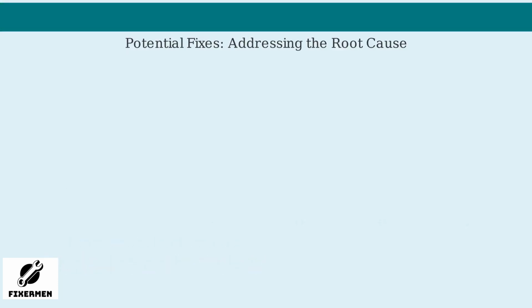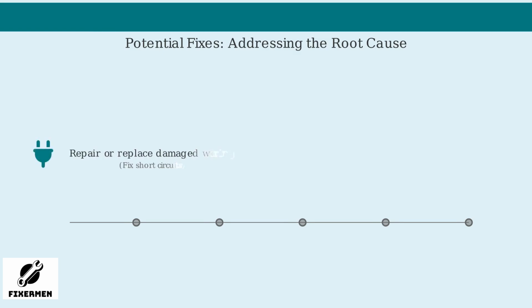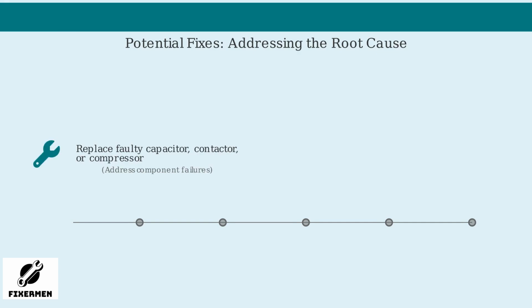The appropriate fix for Lennox Error Code E5 depends on the underlying cause identified during diagnosis. If a short circuit is found, repair or replace the damaged wiring to restore safe electrical flow. For component failures, replace the faulty capacitor, contactor, or compressor to ensure proper system operation.